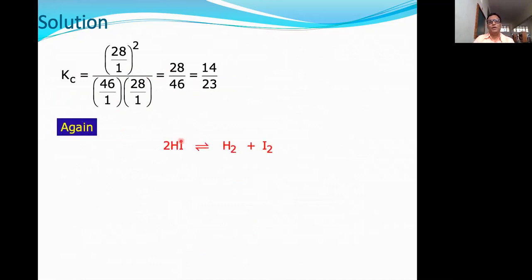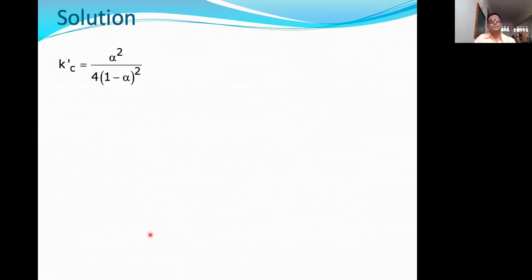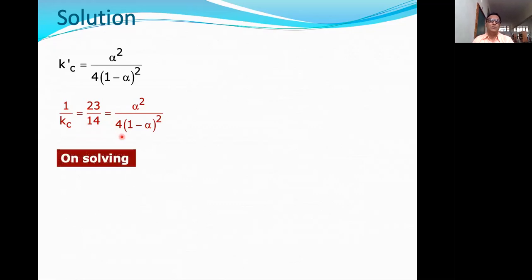Again, for this reaction, initial moles, and at equilibrium, number of moles, where alpha is the degree of dissociation. Now K'c you can write as alpha squared divided by 4(1 minus alpha)^2, and 1 upon K is equal to 23 upon 14. That is equal to alpha squared divided by 4(1 minus alpha)^2. On solving, you will get alpha equal to 0.719 or 71.9%.